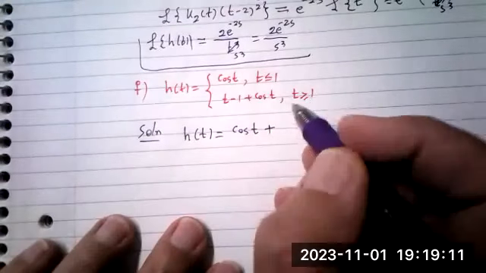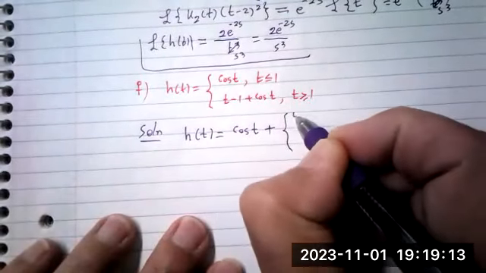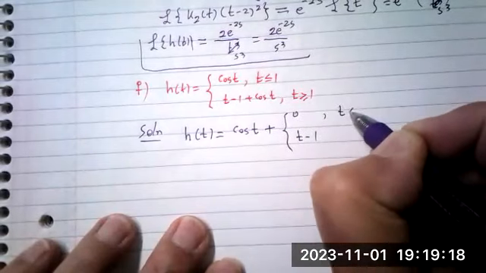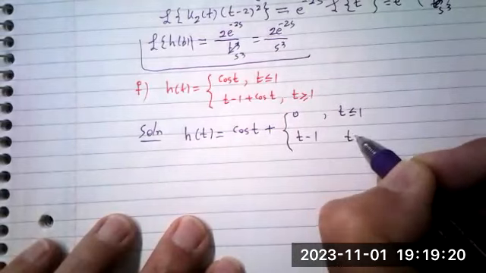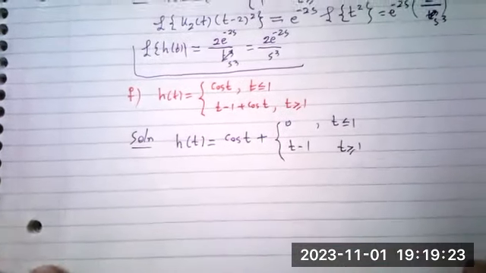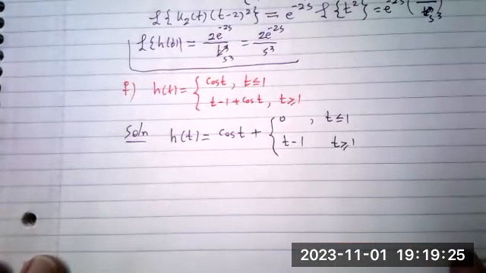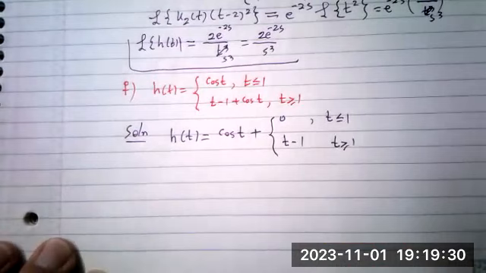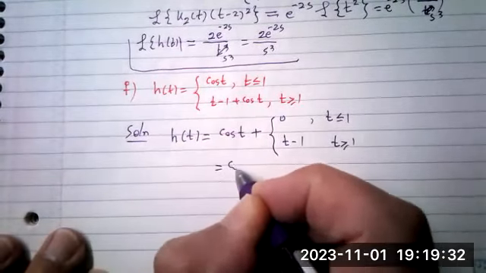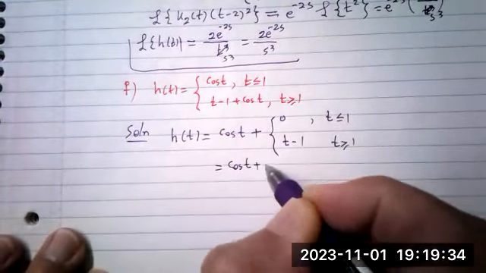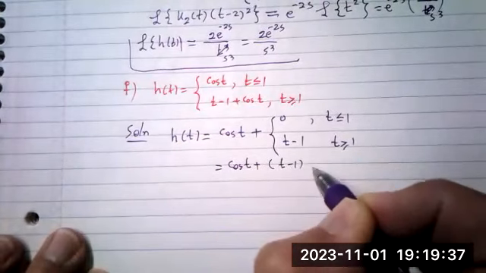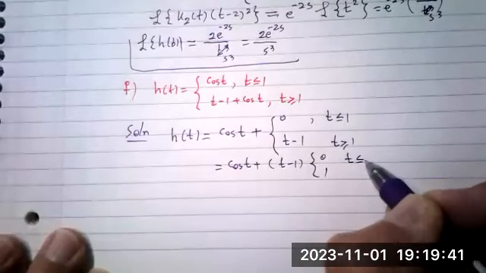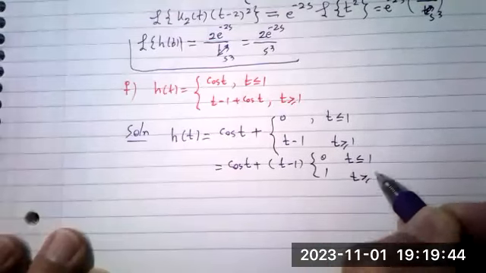What's going to be leftover? 0 and t minus 1, when t is less than 1 and t greater than or equal to 1. But for the unit step function, you need 0, 1. Or pull out t minus 1. So it's going to be equal to cosine of t plus t minus 1 times the function that is now 0, 1, for t less than 1, t greater than or equal to 1.